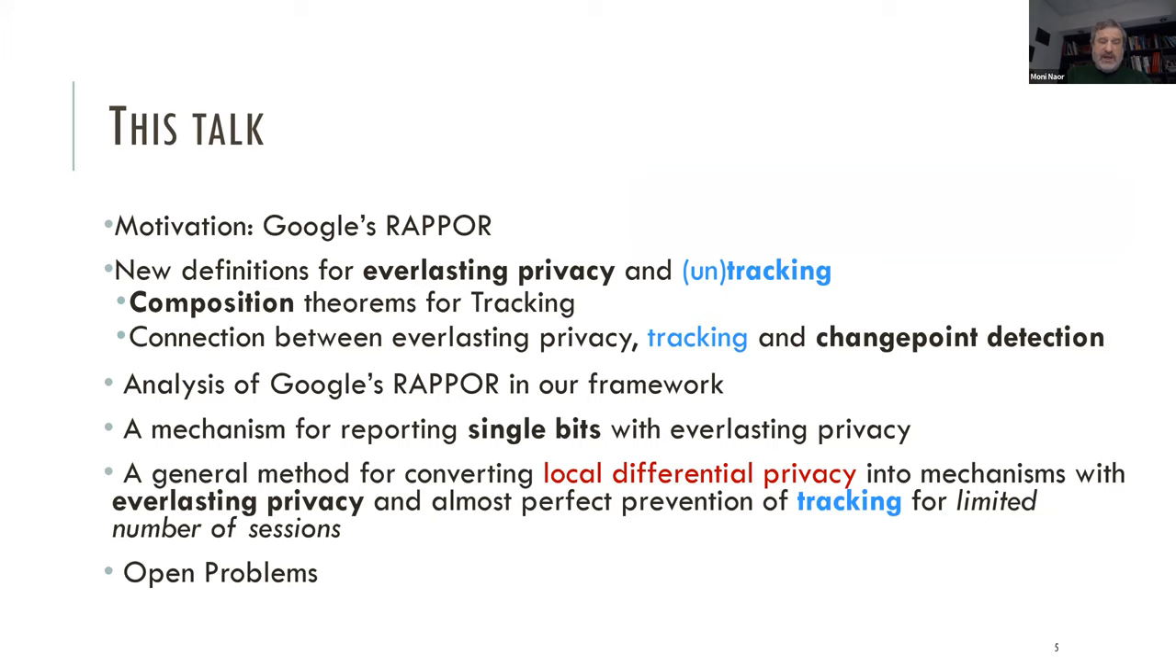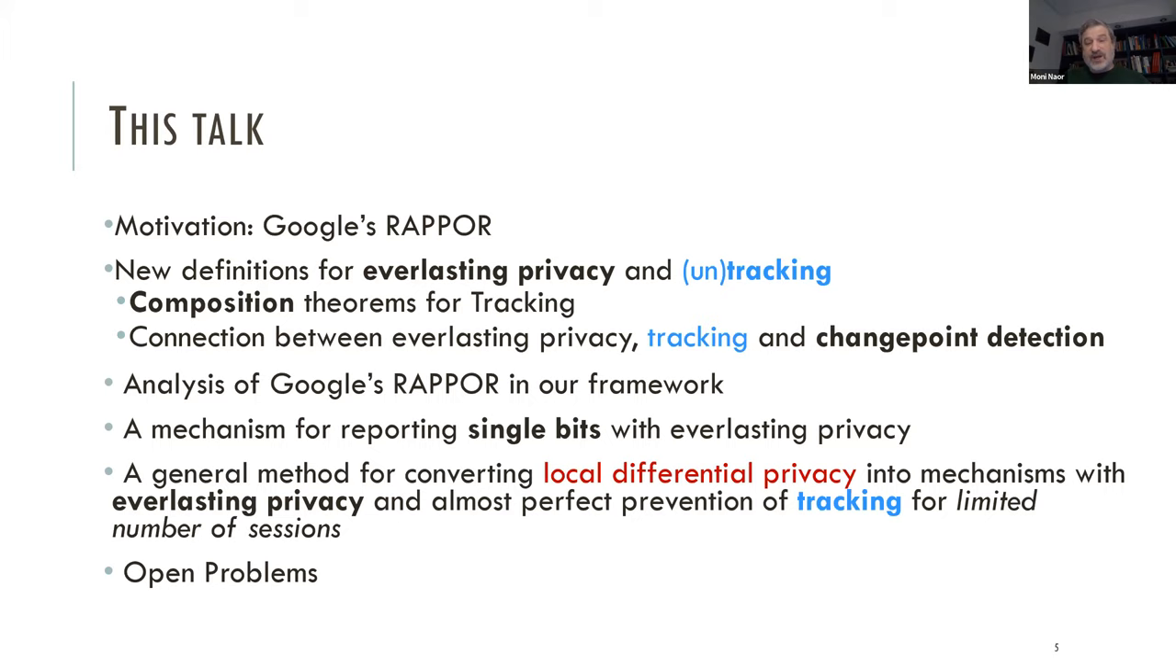So what will we talk about? Our motivation is Google's RAPPOR, which is roughly a system for what I just described. Then we will talk about the new definitions of everlasting privacy and of untracking, and discuss what composition theorems we have for tracking, and the connection between everlasting privacy, tracking, and what we call change point detection, where you detect that the user has actually changed their value, their input. We'll briefly talk about the analysis of Google's reporting framework, a mechanism for reporting single bits with everlasting privacy, and a general method for converting local differential privacy into mechanisms with everlasting privacy and almost perfect prevention of tracking. So far, the good news. The not so good news is that the prevention of tracking is true only for a limited number of sessions. And we'll finish with open problems.